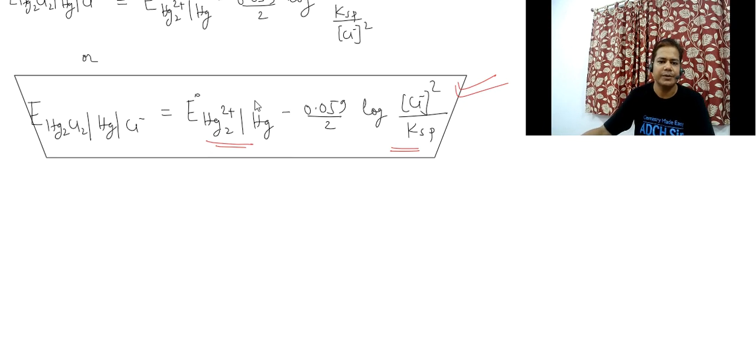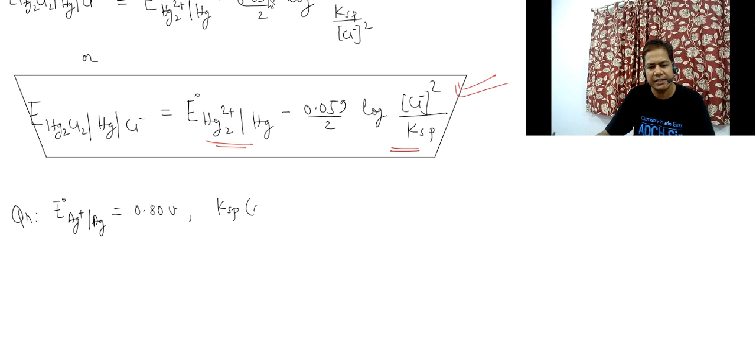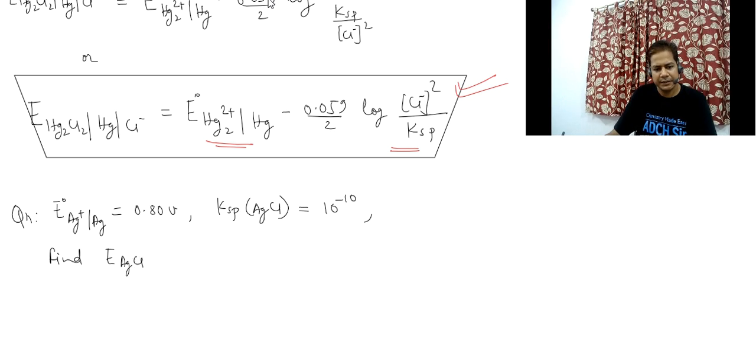Let me give you a question. Given data is E naught of Ag plus to Ag is 0.8 volts and Ksp of AgCl is 10 to the power minus 10. Find E naught of AgCl to Ag and Cl minus.